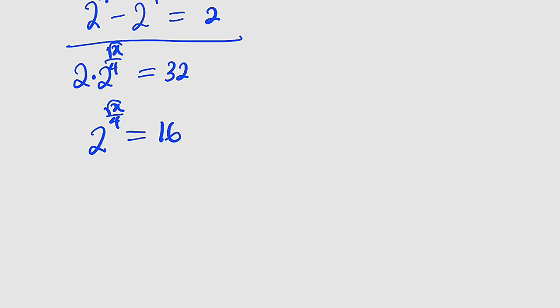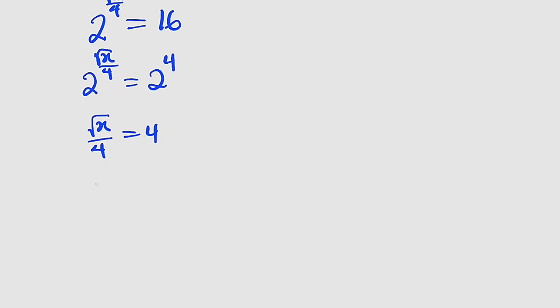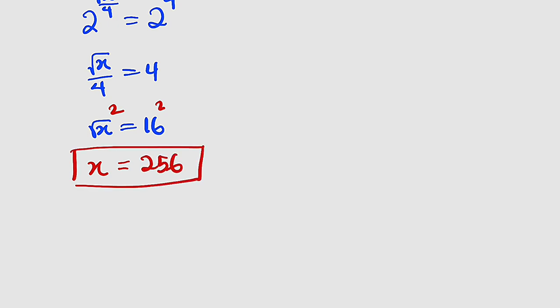And 16 can be expressed as 2 to the power of 4. So this is 2 raised to the power of square root of x divided by 4 equal to 2 raised to the power of 4. And since the bases are the same, we equate the exponents. Right? Then square root of x will be 4 times 4 once you cross multiply. 4 times 4 is 16. And to find the value of x, you can square both sides. Square this, square that. And this will be x. And this will be 256. So we have obtained the value of x.